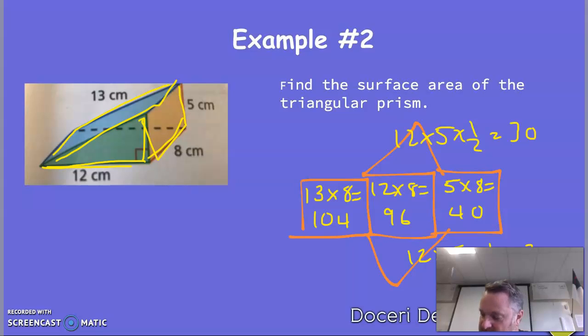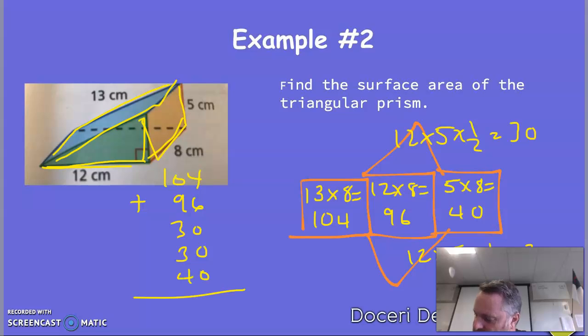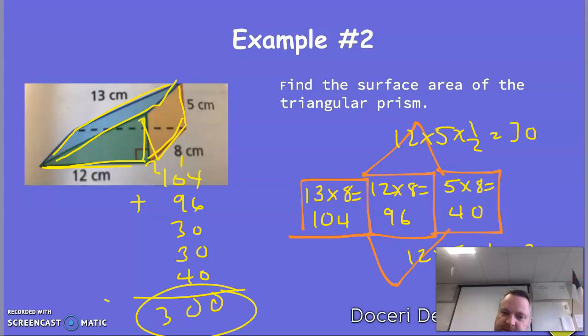So now I just have to add all of those numbers together. So I have 104 plus 96 plus 30 plus 30 plus 40. If I add all those together, I have 300. So the surface area for this particular prism is 300.